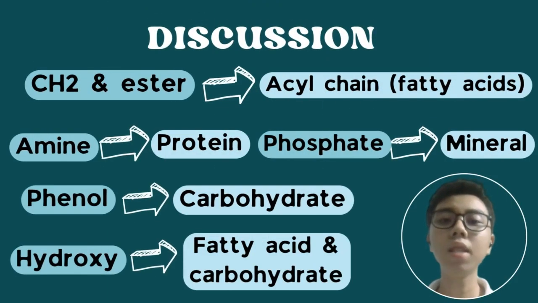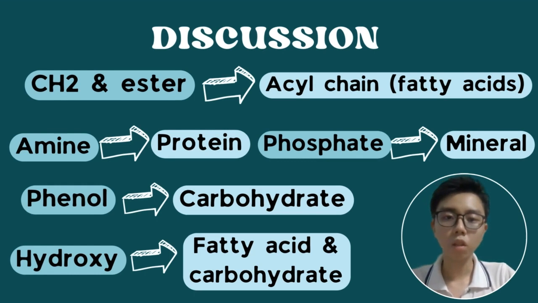Hi, I am Shin Kai-sin and I will be presenting the discussion of this experiment. Based on the interpreted spectrums, for both animal and plant milk powders, there are CH2 and ester absorption bands which are related to the acyl group of fatty acid, amine from protein, phenol from carbohydrates, phosphate minerals, and hydroxy group from fatty acid and carbohydrate. This shows that both types of milk have similar constituents.